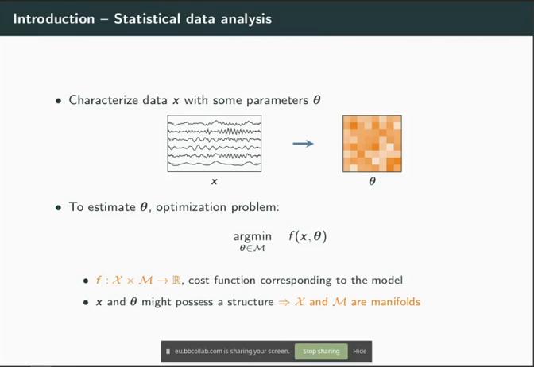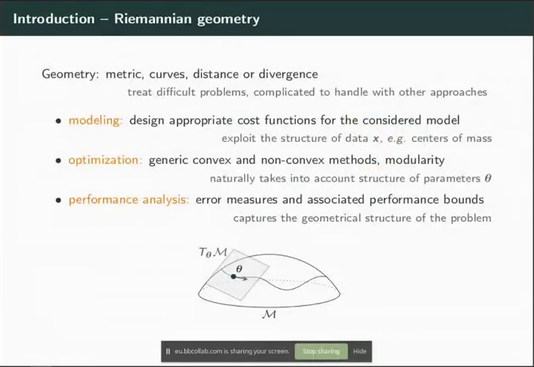So their domains x and M are in fact manifolds. So to deal with this problem, we aim at using some geometry. So geometry, I will go into details a bit later, but we have a nonlinear space M where we have some points and we can define some curves and some metric and some distances and stuff like that.